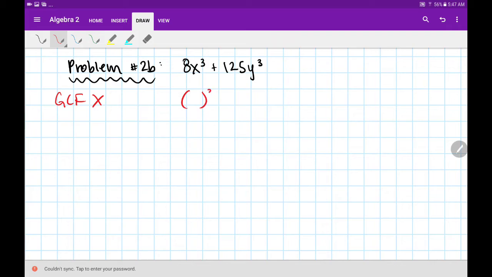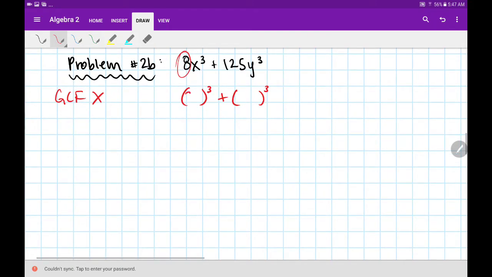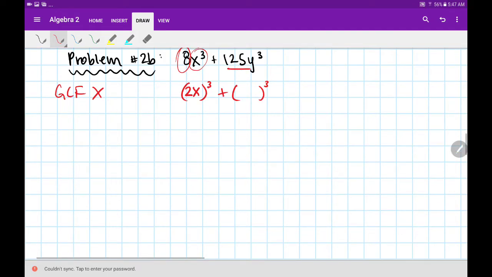Because if I try to turn it into a sum of cubes, I'm already thinking about what number times itself 3 times gives me 8. What cubed gives me 8? And I already know that's going to be 2. And what cubed gives me x cubed? And that's going to be x. So I already know it's working. Let's see what we can do with this guy, okay? What number times itself 3 times? What cubed gives me 125?